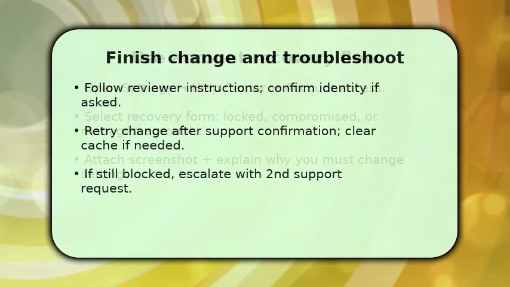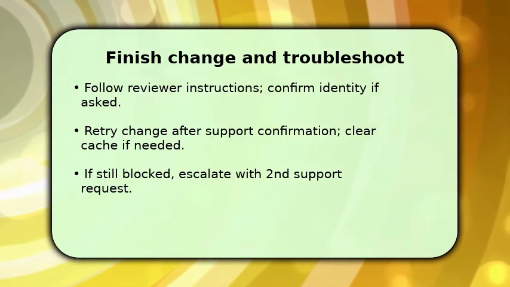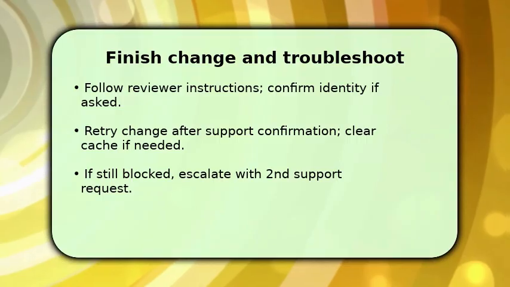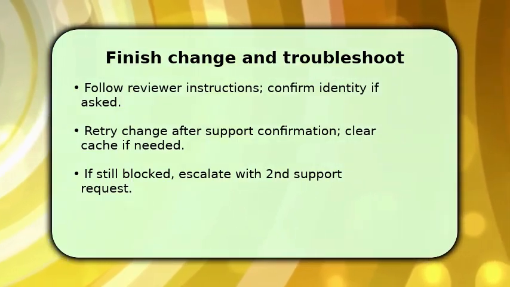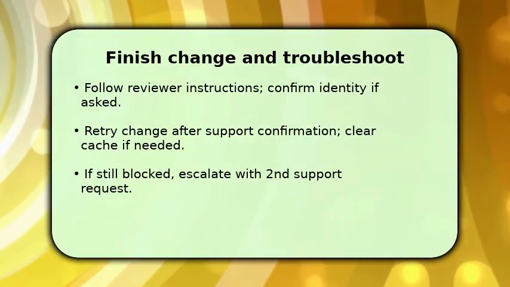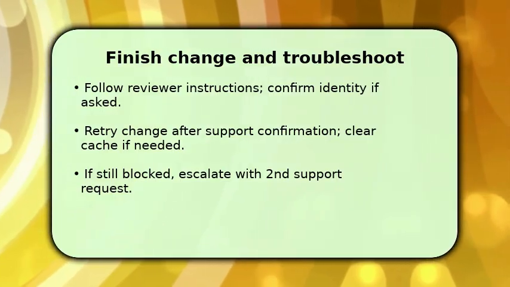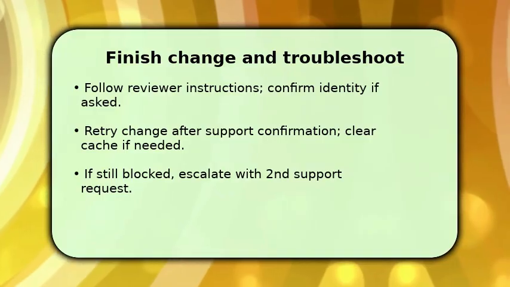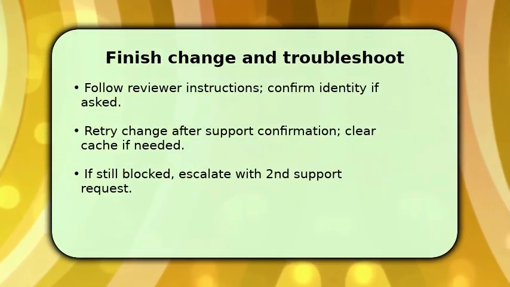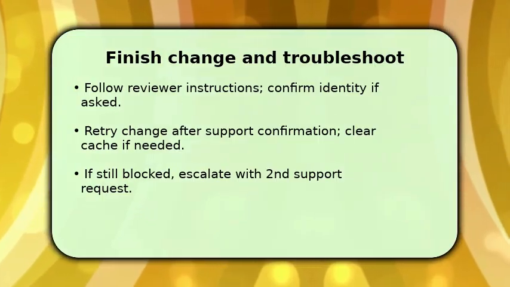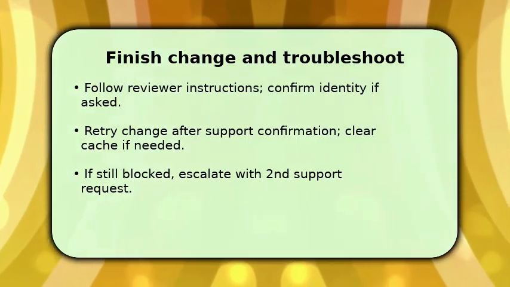When Twitter support responds, follow their instructions exactly and complete any identity confirmation they request. That's how you prove ownership and unlock the setting. Once they confirm, attempt the change again and clear cache or try a different device if it fails. If it remains blocked, submit a second, concise support request referencing the prior ticket and include new evidence. One key troubleshooting tip: keep your email chain and ticket ID handy so you can escalate without repeating details.